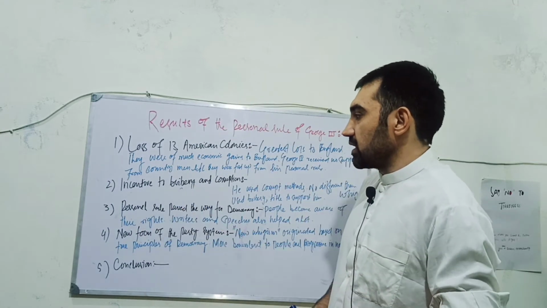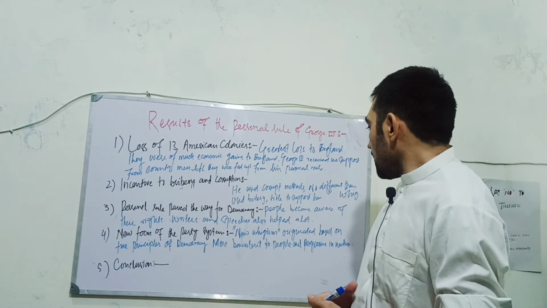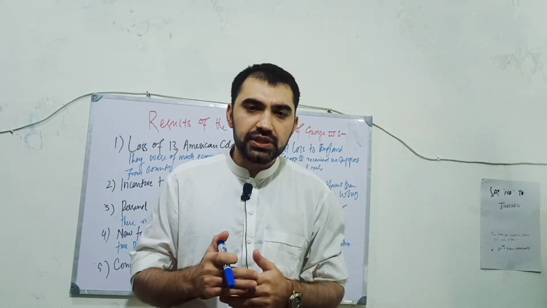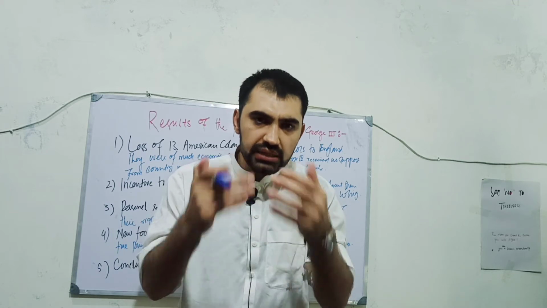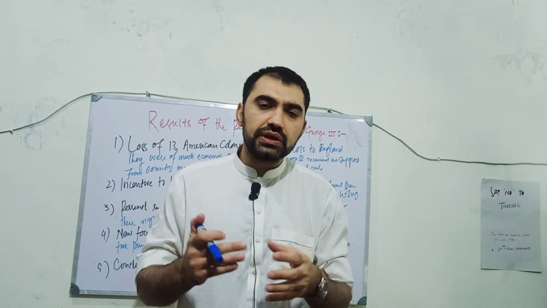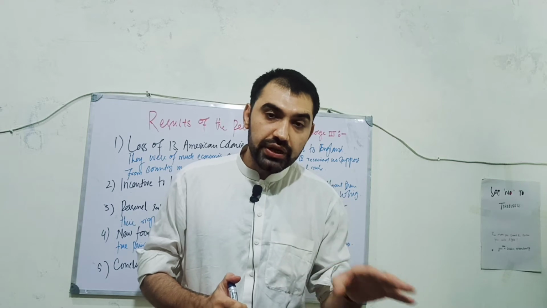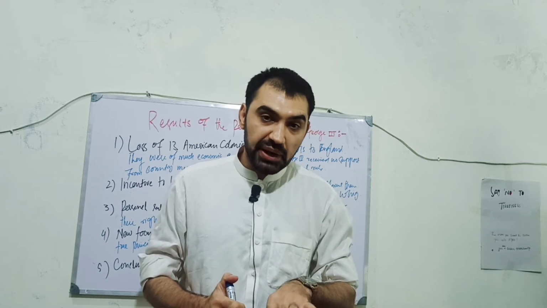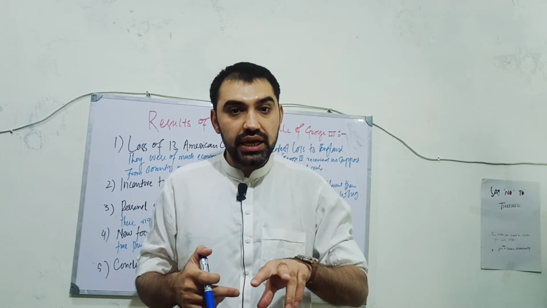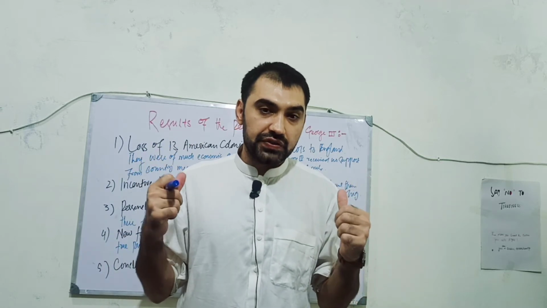The second result was the incentive to bribery and corruption. How did bribery, corruption, and other malpractices become the norm of the day during the reign of George III? Even though in the reign of George III the Whigs were practicing these evil practices also, now George III had started practicing those malpractices of the Whigs.